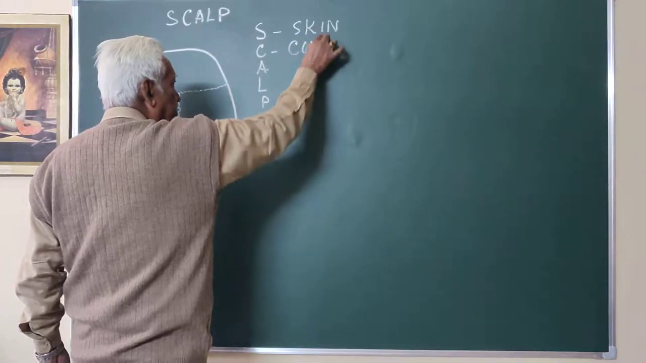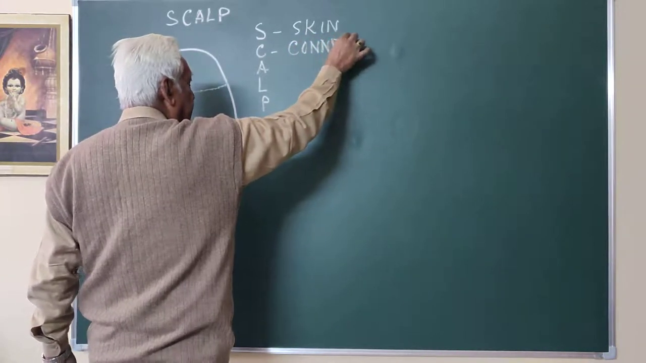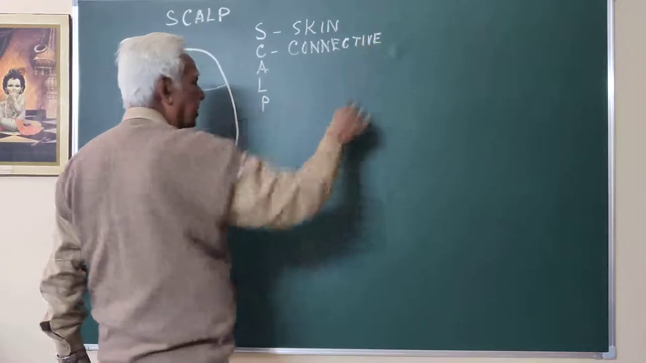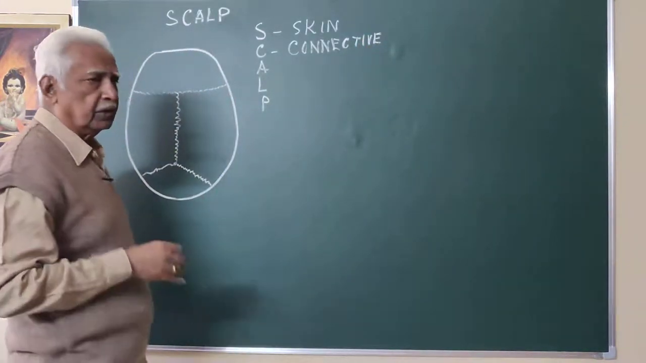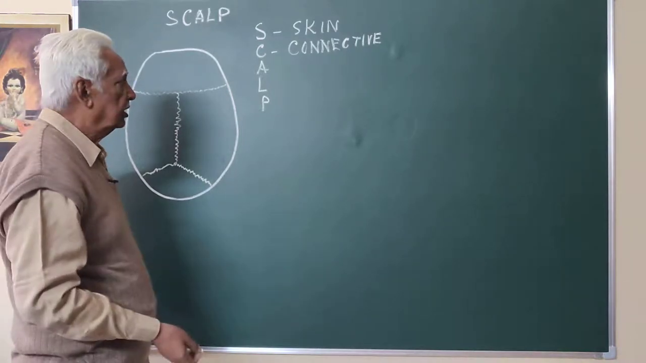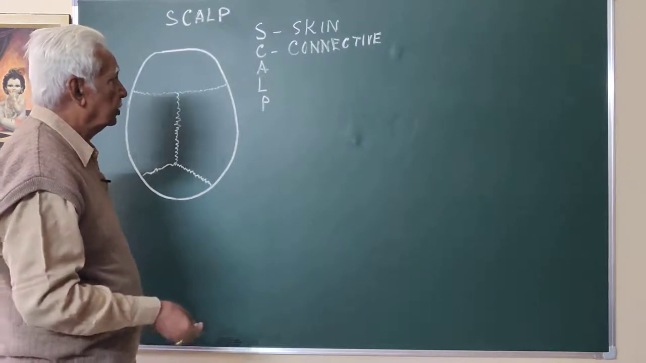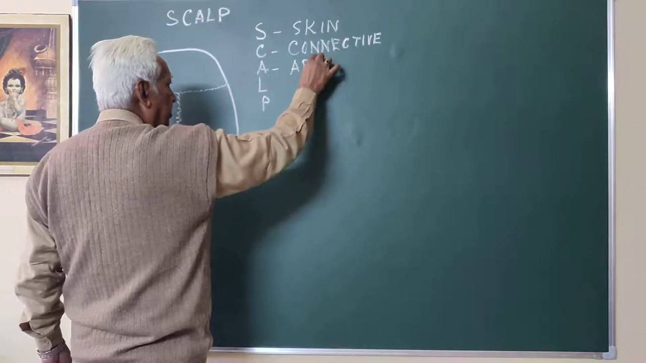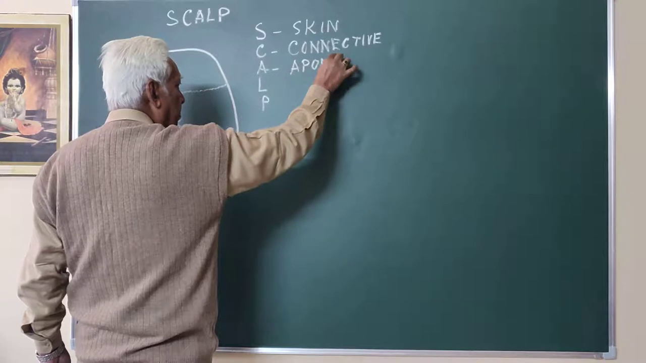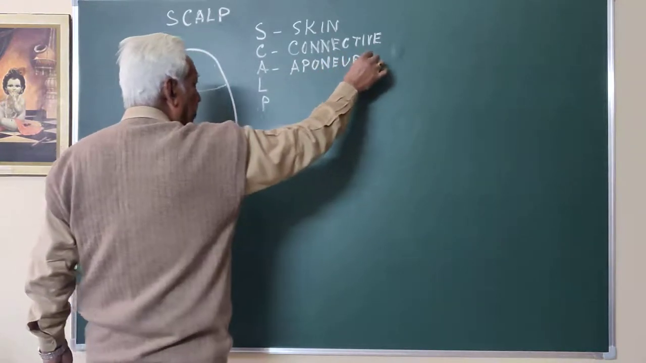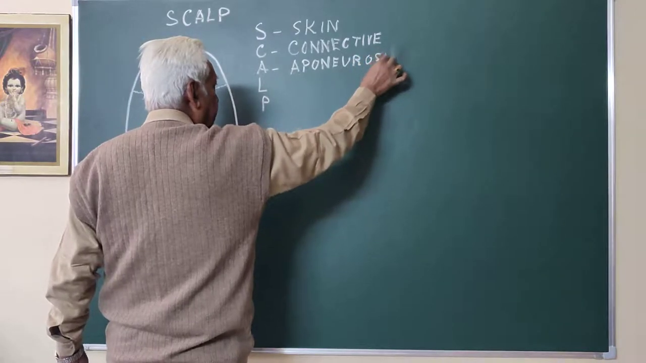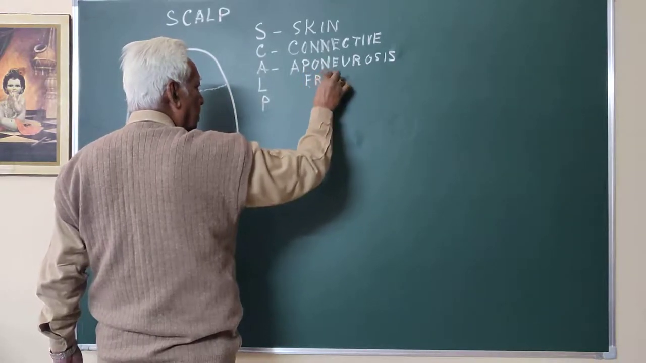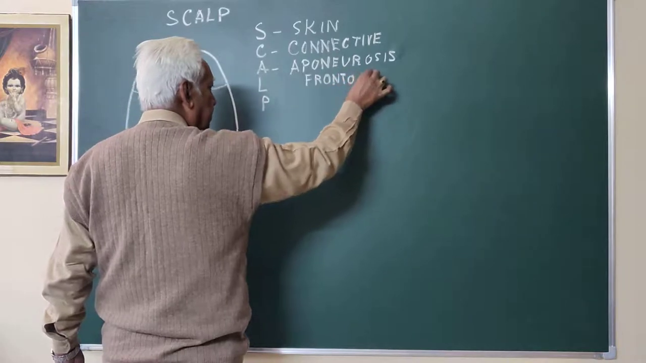And the connective tissue will comprise certain compartments, and these compartments will be containing the blood vessels and the nerves, because the outer layer of the blood vessels will be connected with the connective tissue. The letter A stands for the aponeurosis of a muscle which is running between the frontal bone and the occipital bone. Aponeurosis of a muscle which is termed as fronto-occipitalis.